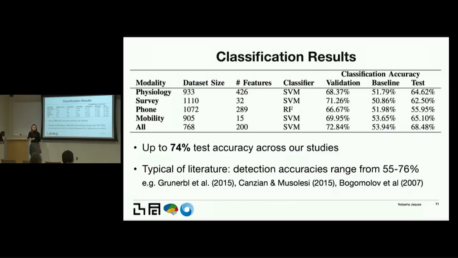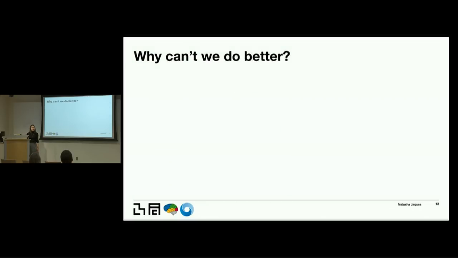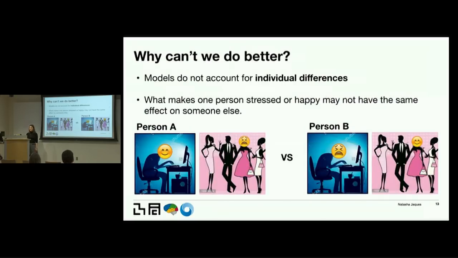I actually don't think the answer is that we don't have enough rich data for the person. I think there should be a lot of signal within the data we collected for each individual. But why can't we do better? Well, we're not accounting for individual differences. People are very individualistic in what makes them feel stressed or happy.